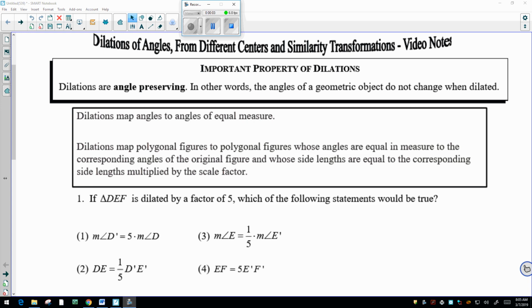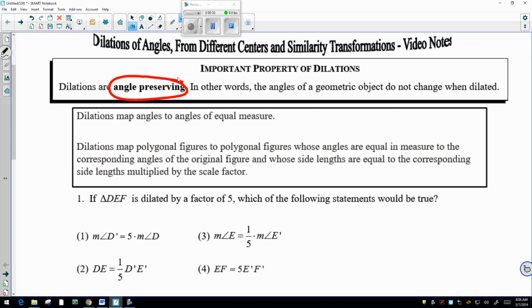Today we're going to take a look at some more dilations, check out some angle properties, see what happens when they're from different centers, and then start to make some connections with the transformations and dilations. So one big huge thing with dilations is that dilations are angle preserving, meaning they do not change. Angles will stay the same size when they are dilated. So we can see here dilations map angles onto angles of equal measure.